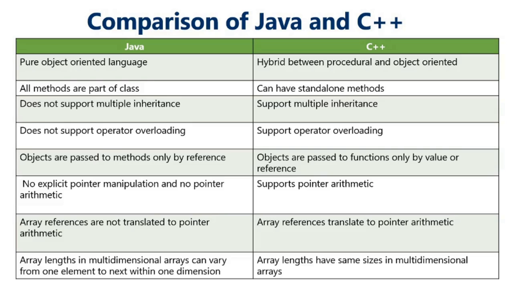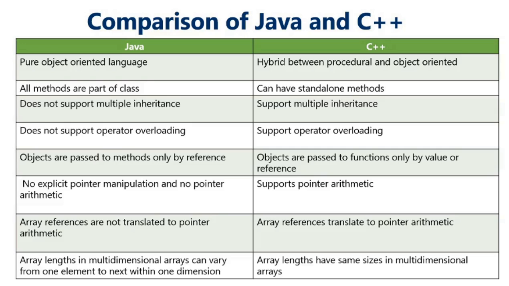Java does not support operator overloading. That concept is there in C++. And in Java, whenever you want to pass any object to a function, it is always passed by reference. By default, that functionality is there. Whereas in C++, objects can be passed by value as well as by reference.